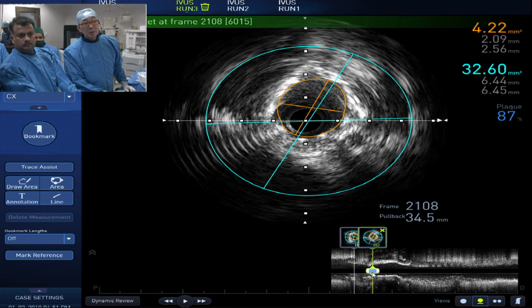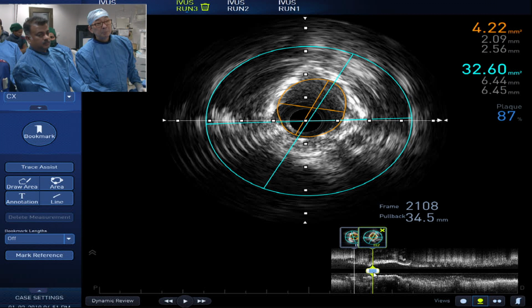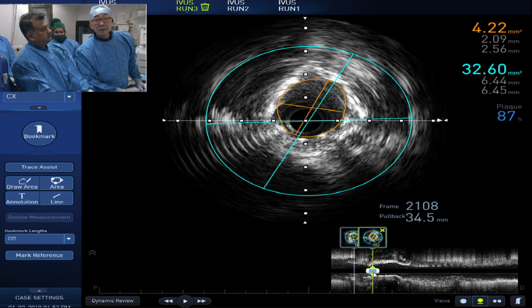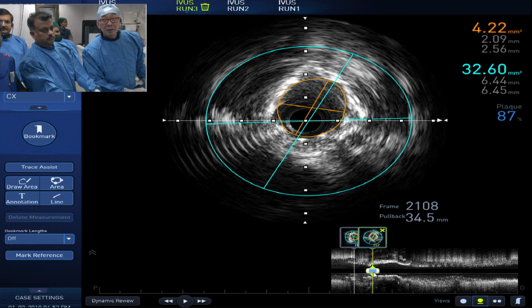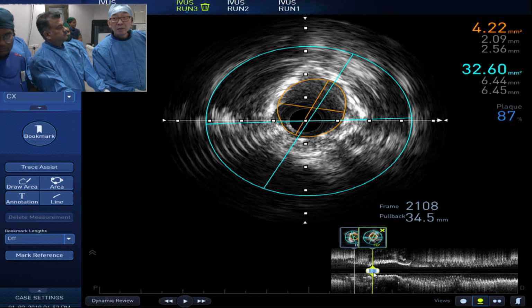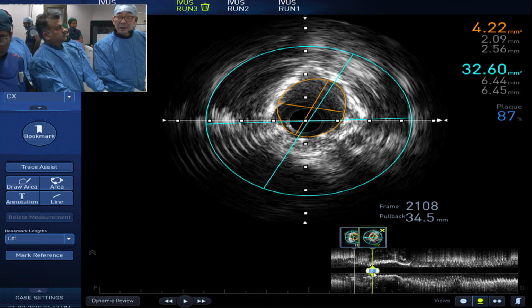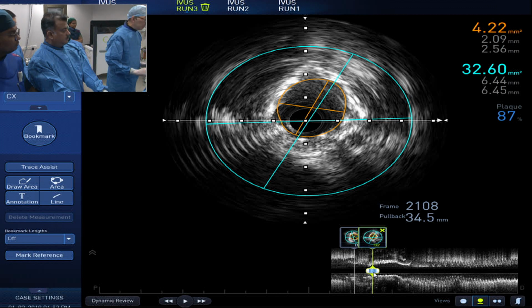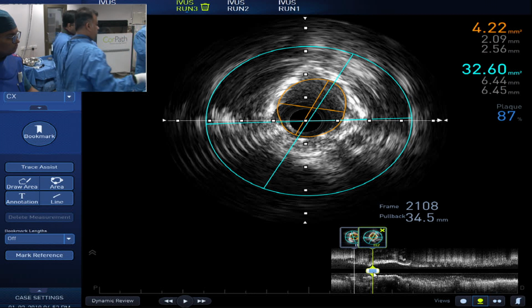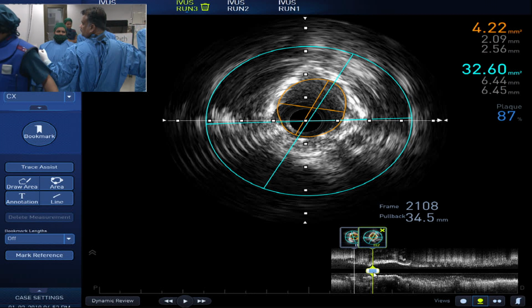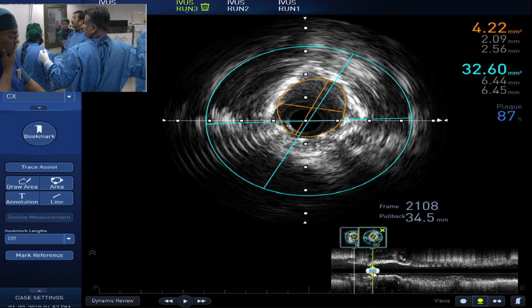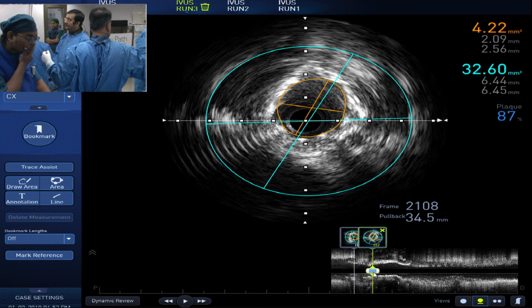So is it acceptable, or should we post-dilate a bit bigger? A little, yeah. But you can identify the calcium more than 180 degrees. So try to do the high-pressure ballooning. Otherwise we cannot get enough lumen area. So we need a high-pressure balloon. Okay, give me a 3.0 high-pressure balloon or 3.25. 3.25 is good. 3.25 by short.